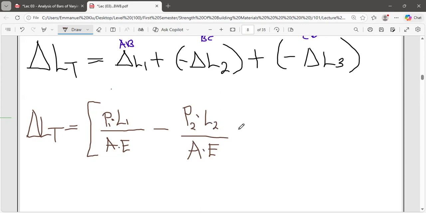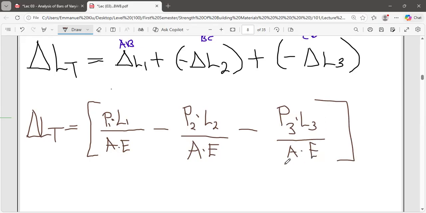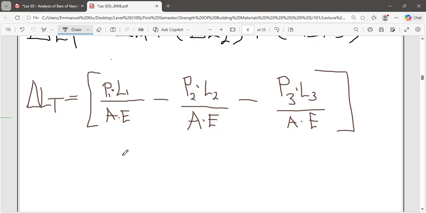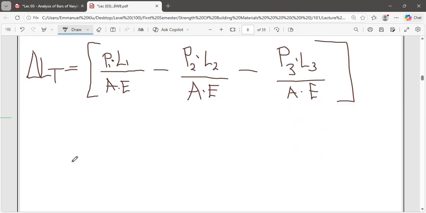Over here too, because of the negative sign, it's going to become minus P3 L3 multiplying AE. Since they all have the same area and the same elasticity, let's substitute that out, to make our work much easier. Substituting the area and the elasticity out is going to give us a relation such as 1 over AE.